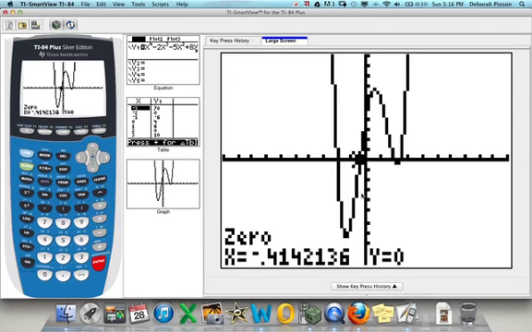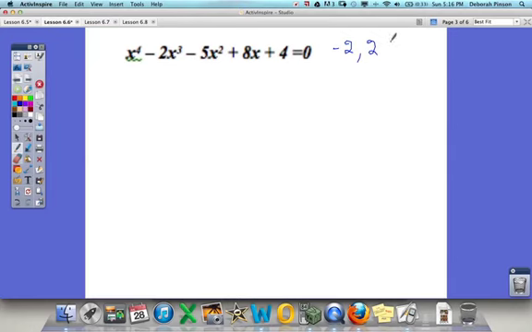Okay, so we have 2 of our 4 answers. We've got -2 and we've got +2. So let's use those. It doesn't matter which one you start with. I'm just going to start with the -2 because I wrote it down first. And I'm going to do synthetic division with it. Now, if this is a 0, and I know it is from the graph, my remainder should be 0.